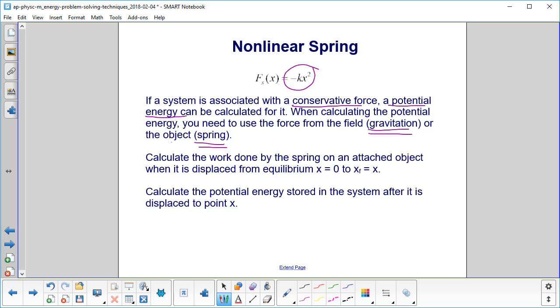Let's start our problem. Calculate the work done by the spring on an attached object when it is displaced from equilibrium, which is x equals 0, to x final equals x. Then calculate the potential energy, so we're going to relate the potential energy to the work done by the spring, and we're going to calculate the potential energy stored in the system after it is displaced to point x.